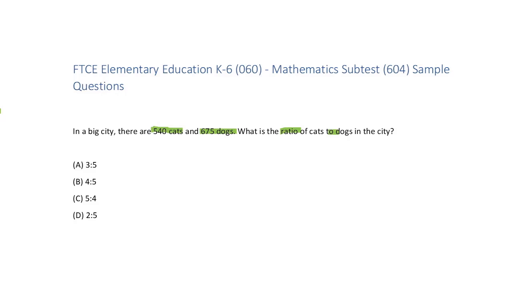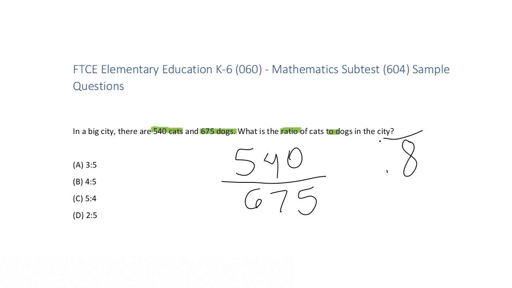We also notice that there are more dogs than cats. So the first number in the ratio is going to be smaller than the second number, automatically allowing us to get rid of answer choice C because C is 5 to 4, meaning that there are more cats than dogs. So we know C is definitely not the answer. So now to solve the problem. In order to find the ratio, we are going to divide the number of cats by the number of dogs. And when we do that, we are going to come up with 0.8 as our answer.